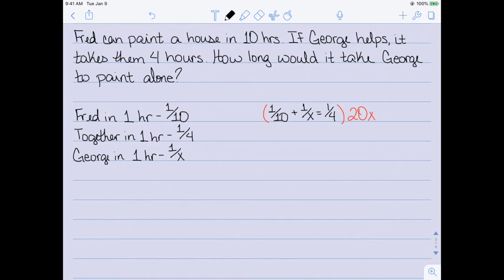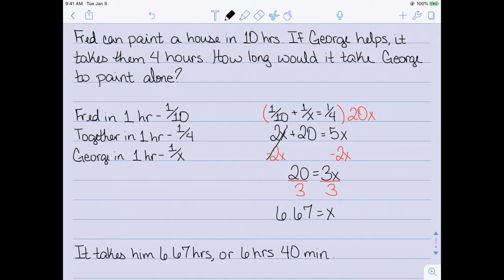So 1/10 times 20x is 2x. 1 over x times 20x is 20. And 1/4 times 20x is 5x. We can then subtract 2x from both sides. That leaves us with 20 equal to 3x. We then can divide both sides by 3. And we get 6.67 is equal to x. So we now have that it would take George by himself 6.67 hours, or 6 hours and 40 minutes.